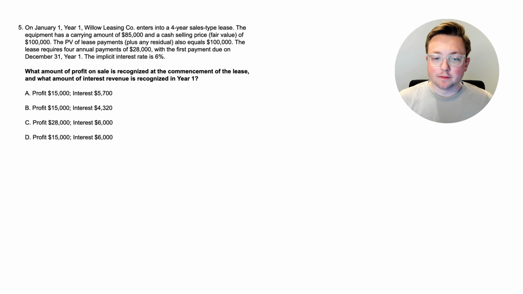All right, here we are at question 5. What amount of profit on sale is recognized at the commencement of the lease, and what amount of interest revenue is recognized in year 1? So this is kind of a combination of what we've talked about so far. On January 1st, year 1, Willow Leasing Co. enters into a 4-year sales type lease. The equipment has a carrying amount of $85,000 and a cash selling price, or the fair value, of $100,000. The present value of lease payments plus any residual also equals $100,000. So the fair value and the present value, including any residuals, is $100,000. The lease requires 4 annual payments of $28,000 with the first payment due on December 31st, year 1. The implicit interest rate is 6%.